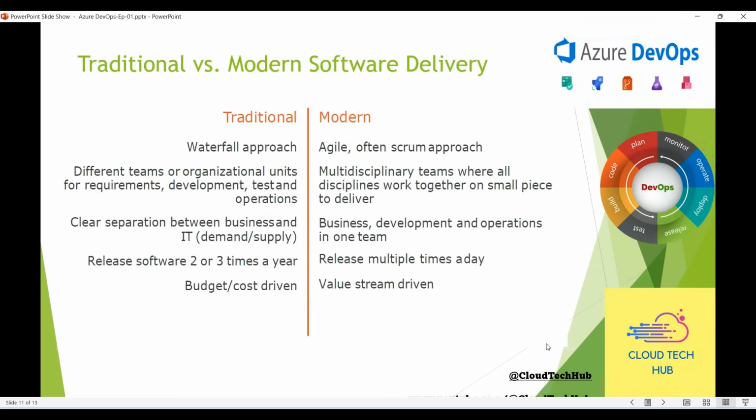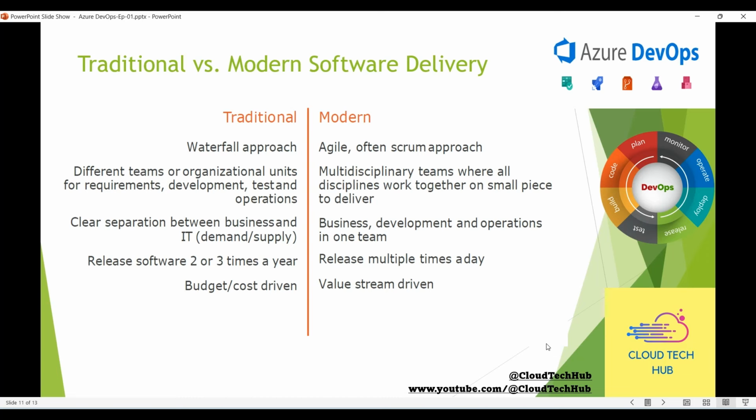Before getting into DevOps, we need to understand the difference between traditional and modern software delivery. In traditional software development, the waterfall approach is followed, where different teams or organizational units work on their own on the requirements, development, and operations. There is a clear separation between business and IT, and they release software two or three times a year, and they are driven by budget or cost.